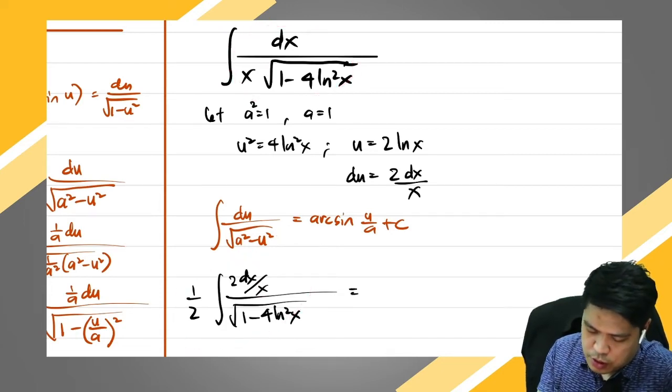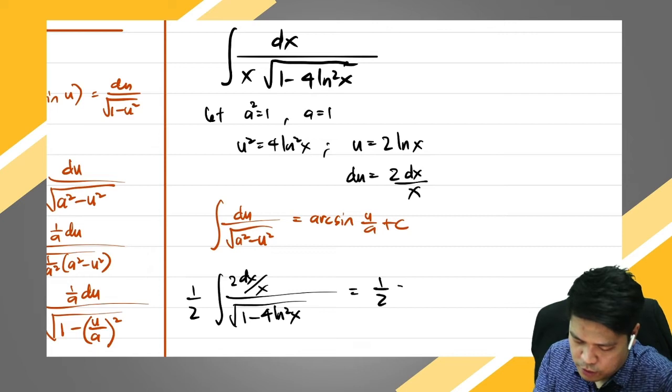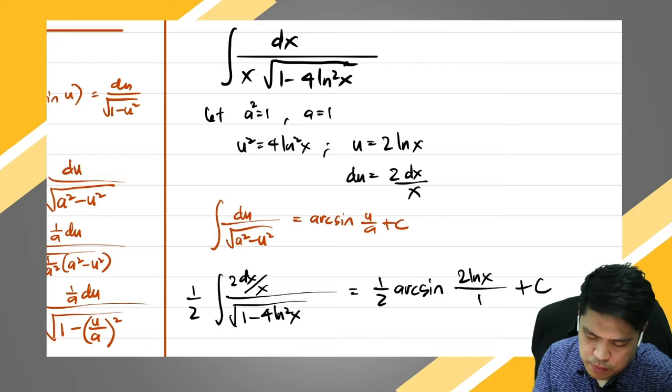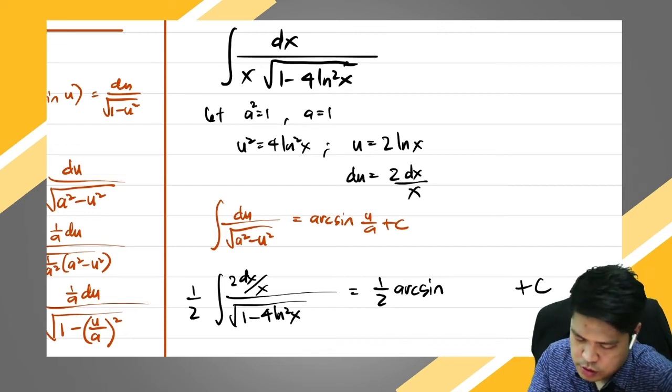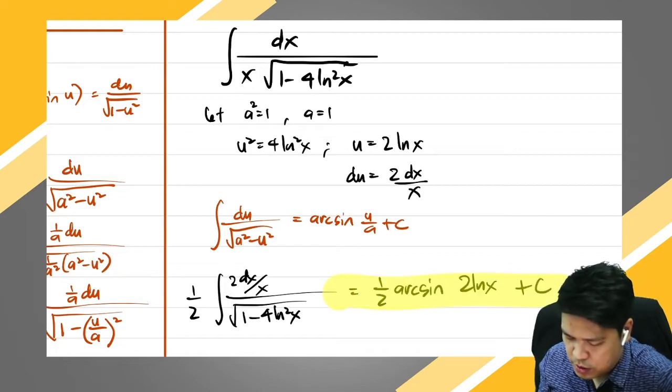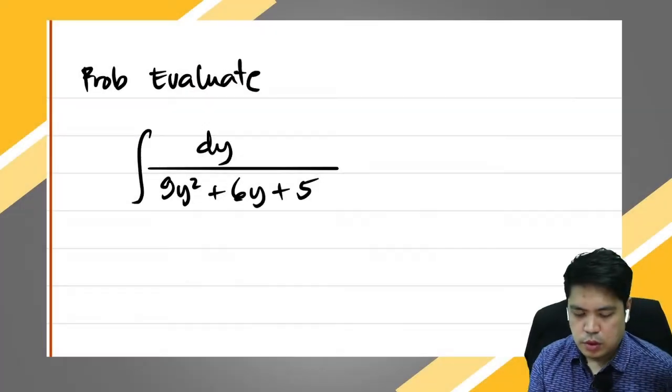So therefore, our answer is simply 1/2 arc sine u, which is 2 ln x, over a, which is 1, plus c, or simply that is 2 ln x. And that is our answer. Okay, let's have another one.